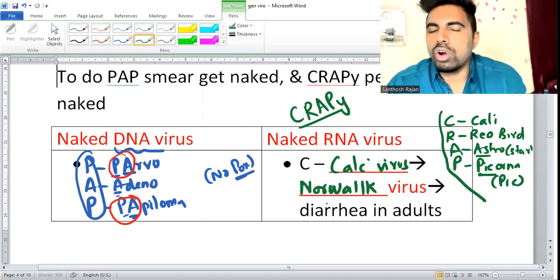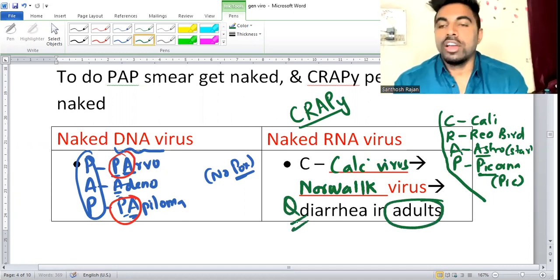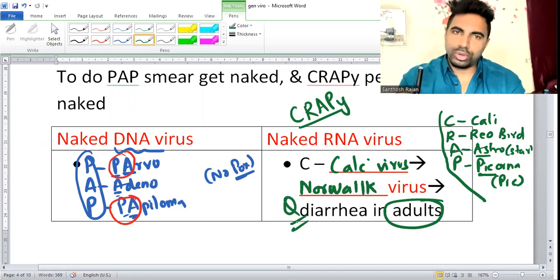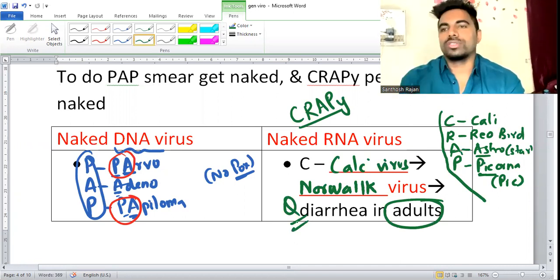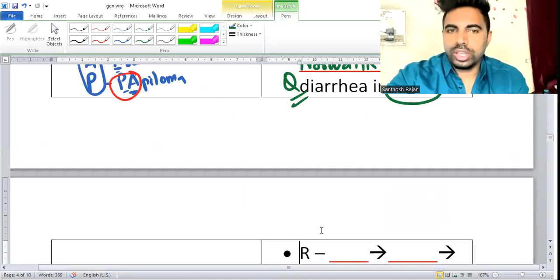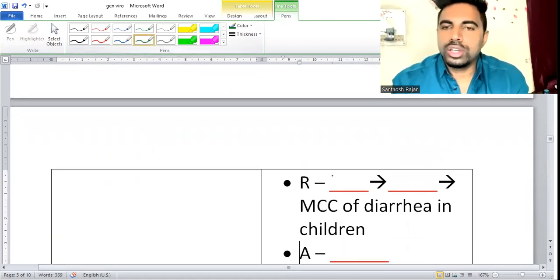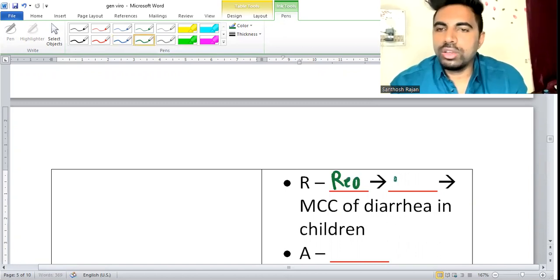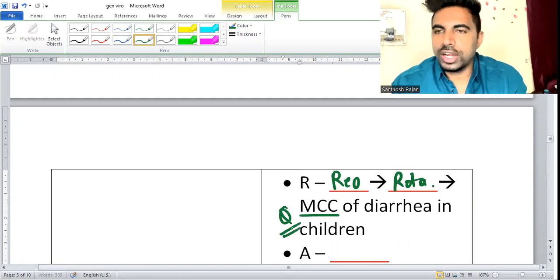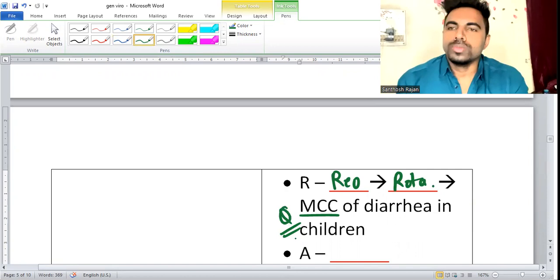Norwalk virus is one of the common causes of viral diarrhea in adult patients. That's a question: viral diarrhea in adults. If I talk about children, what are you going to say? You're going to say rotavirus, very good. The most common cause of diarrhea in children comes under the Reo. Rotavirus is the most common cause of diarrhea in children. That's a question. Adult means Norwalk. I'm talking about viral, not bacterial, only viral.